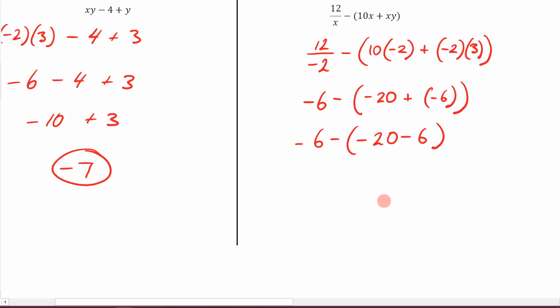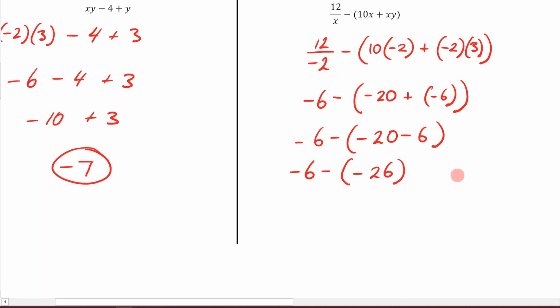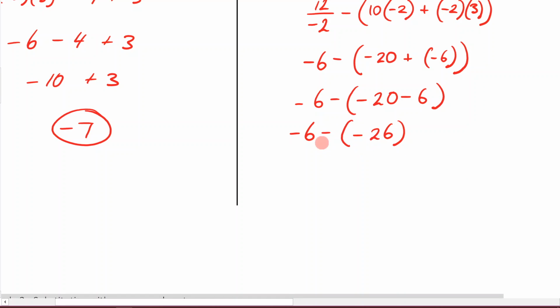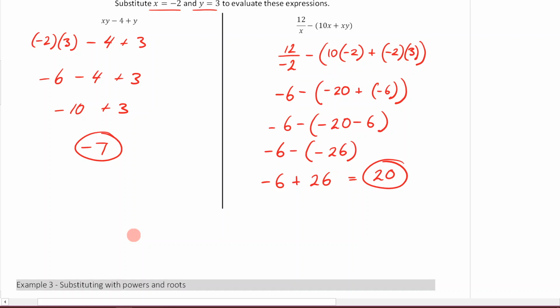And now I'm going to go, this is negative 6 minus, this here is going to be negative 26. And now, when I've got two negatives right next to each other, it becomes a positive, and I'm going to end up with that, which means my final answer here is going to be just 20. So that was quite a tricky question just because of all the negatives, but remember, that's a skill that you need to make sure that you're on top of, that you can work your way around those.